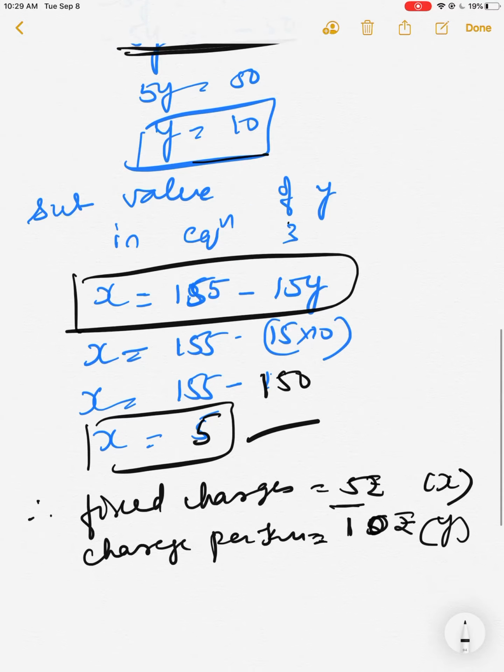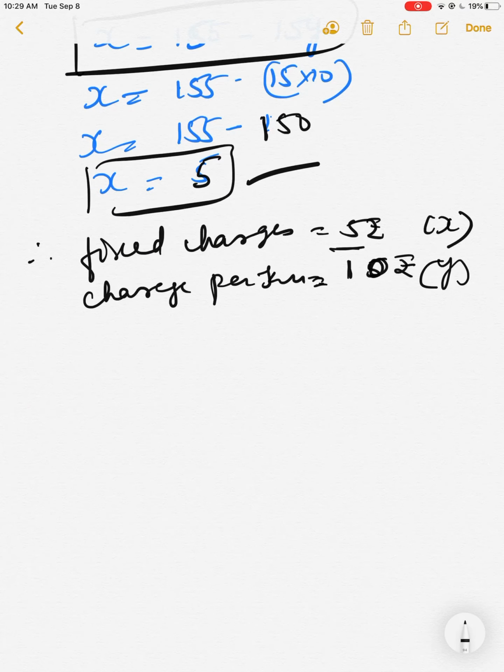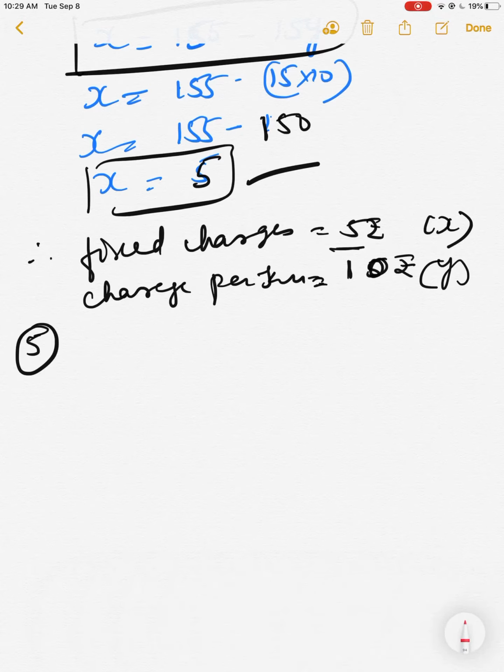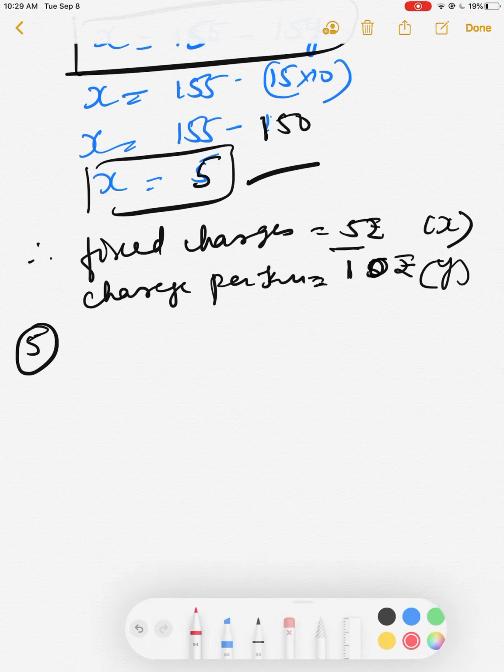Okay, this is your fourth problem. Now the fifth problem: the fraction becomes 9 upon 11 when 2 is added to both the numerator and the denominator. Here the numerator and denominator are there.